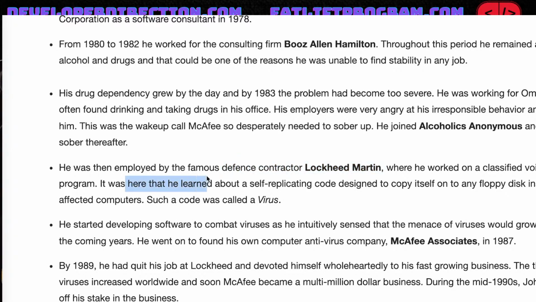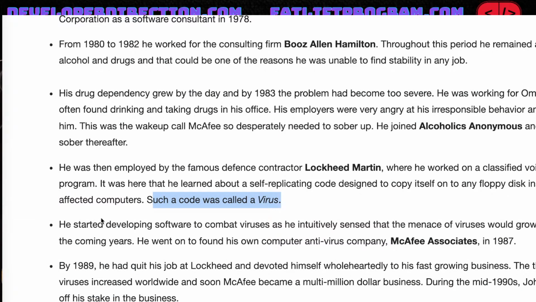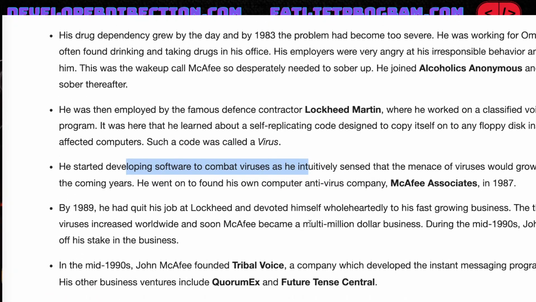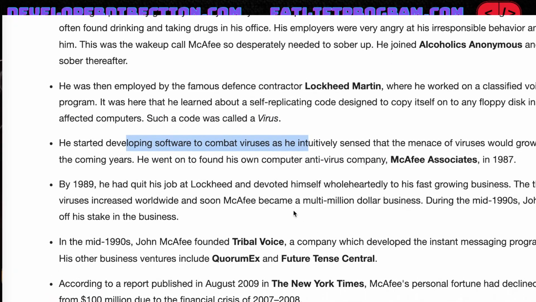It was here that he learned about self-replicating code designed to copy itself onto any floppy disk inserted into affected computers. Such a code was called a virus. Who'd have thunk it? So I guess John McAfee discovered the first computer virus. He started developing software to combat viruses as he inevitably sensed that the menace of viruses would grow manifold in the next coming years, which of course they did. He went on to found his own computer antivirus software company, McAfee Associates.